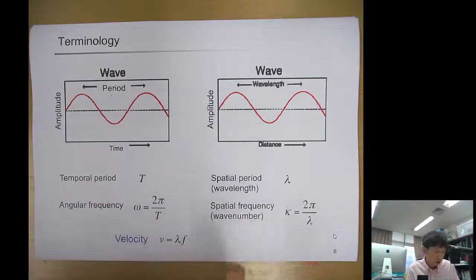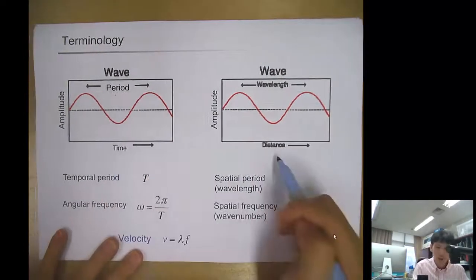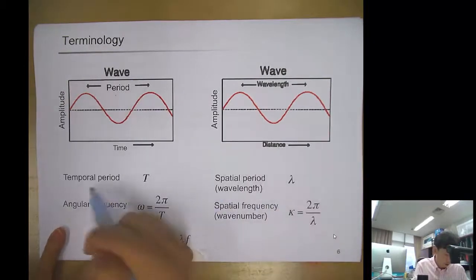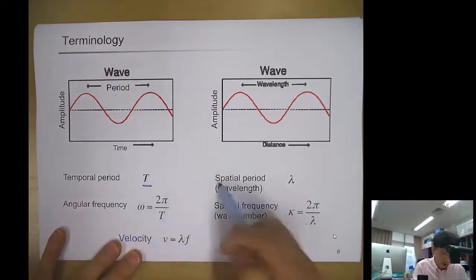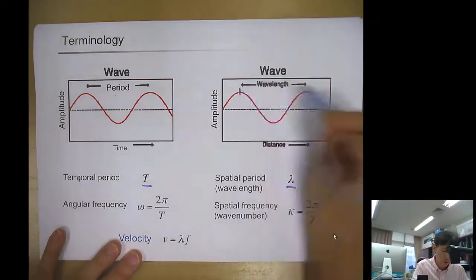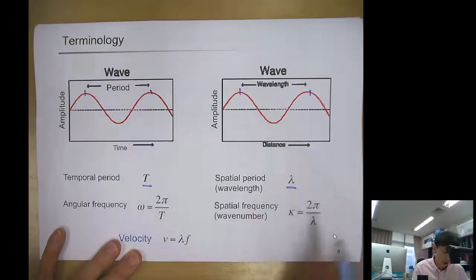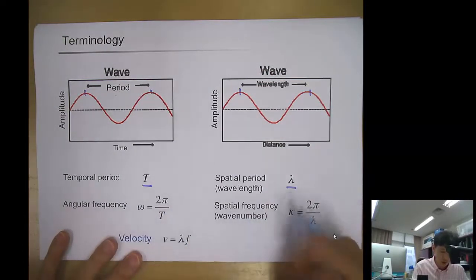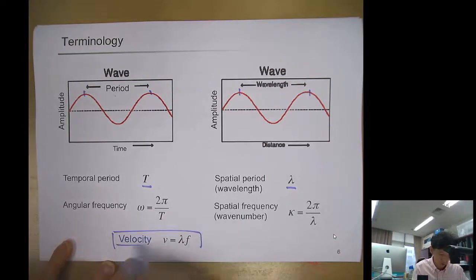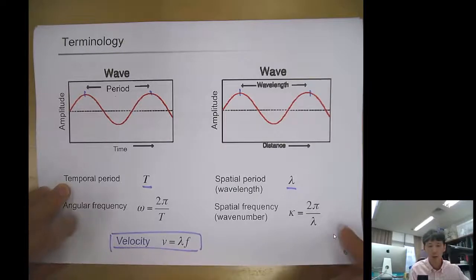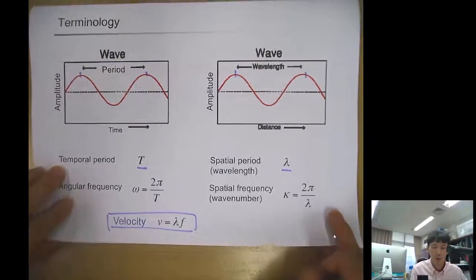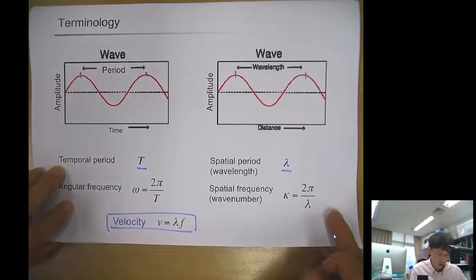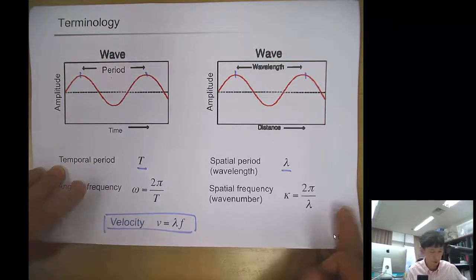If you look at the temporal scale and the spatial scale, the temporal period is T and the spatial period is lambda, from peak to peak. Angular frequency omega is 2 pi over T, and spatial frequency kappa is 2 pi over lambda. One note is that the wave velocity can be computed by multiplying lambda and f, the wavelength and the frequency.